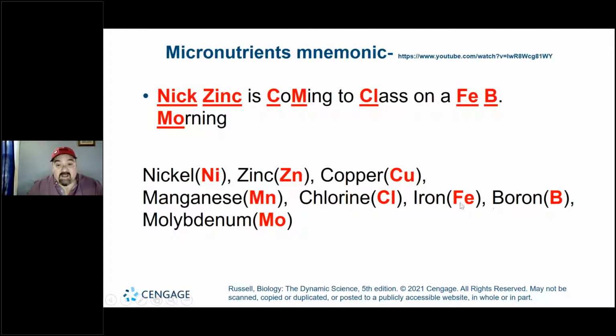Chlorine, Cl, iron is Fe. So these are pretty common, like Cu for copper, iron, Fe. You just have to remember that and commit that to memory. Boron, B, and molybdenum, Mo.